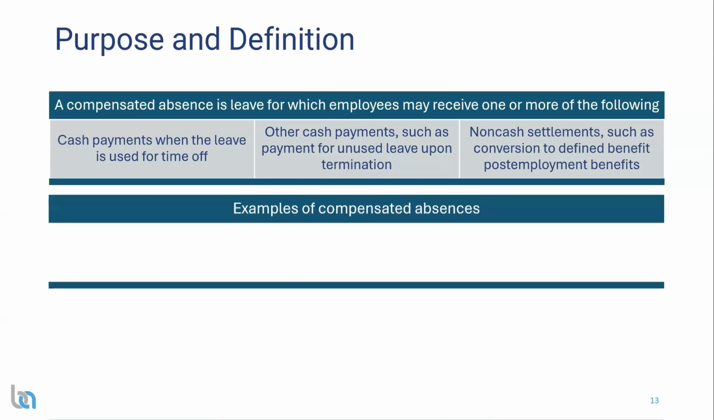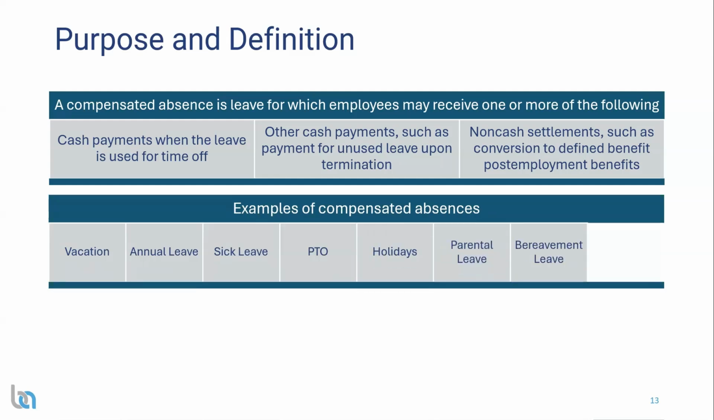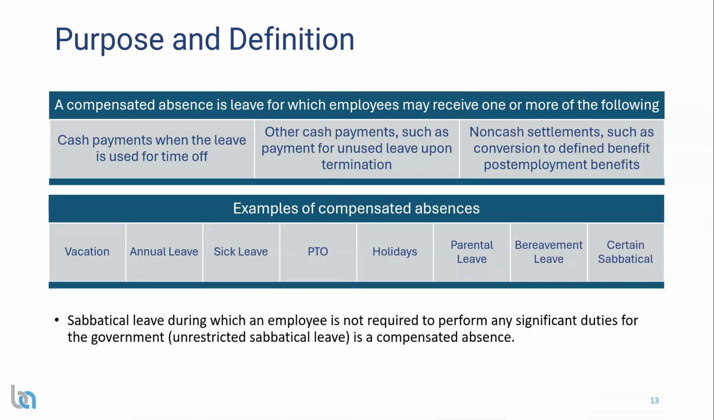I think one of the changes is that compensated absences in the past used to be just vacation and sick leave. And now it's expanded to include different types of leaves: vacation, annual leave, sick leave, PTO, holidays, parental leave, bereavement, sabbatical, certain sabbatical. So for example, for a sabbatical leave during which an employee is not required to perform any significant duties, the unrestricted sabbatical leave is a compensated absence, same as a vacation.